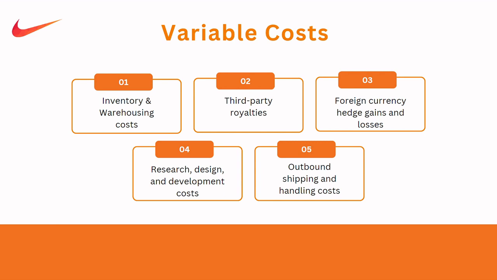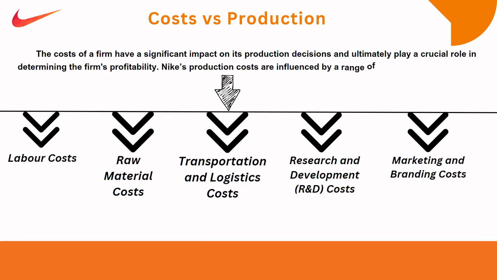Further, the final one is outbound shipping and handling costs. These costs include expenses related to shipping Nike's products to retailers and customers, as well as handling and packaging costs. These costs can vary based on the volume of products shipped and the shipping distances. Efficient logistics and cost effective shipping strategies can influence the final cost of Nike products to the customers. These costs are integral to pricing decisions as they can affect competitiveness and the consumer demand. This is most of the variable cost of the firm and its production.